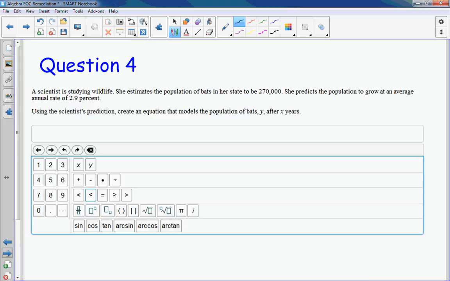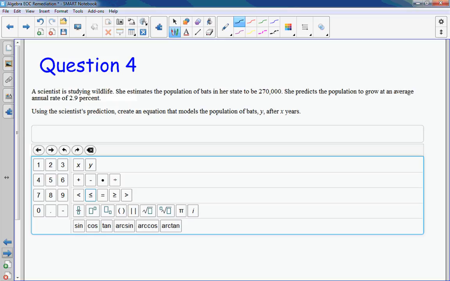A scientist is studying wildlife. She estimates the population of bats in her state to be 270,000. She predicts the population to grow at an average annual rate of 2.9%. Using the scientist's prediction, create an equation that models the population of bats y after x years.